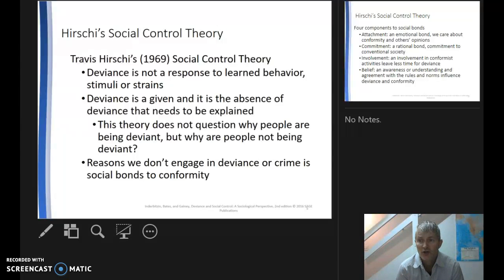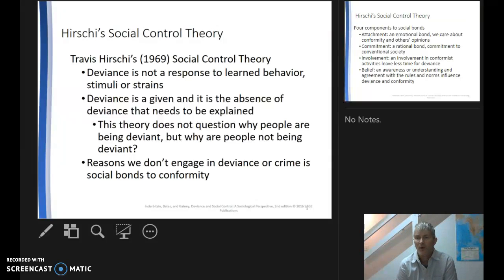That brings us to Travis Hirschi's social control theory. For Hirschi, deviance is not a response to learned behavior, stimulus, or strains. Deviance is a given, and it is the absence of deviance that needs to be explained. So for Hirschi, everybody's going to engage in deviant behavior. That's the norm. So when you don't encounter deviant behavior, that's when you have to start questioning what's going on.